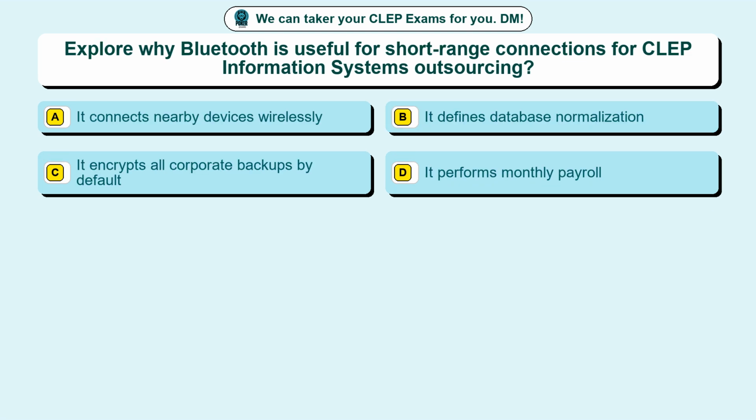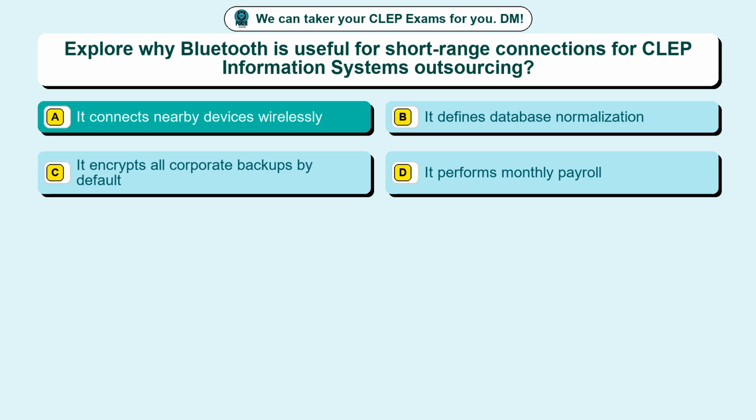Question 61. Explore why Bluetooth is useful for short-range connections for CLEP Information Systems outsourcing. Option A. It connects nearby devices wirelessly. Option B. It defines database normalization. Option C. It encrypts all corporate backups by default. Option D. It performs monthly payroll. The correct answer is option A.